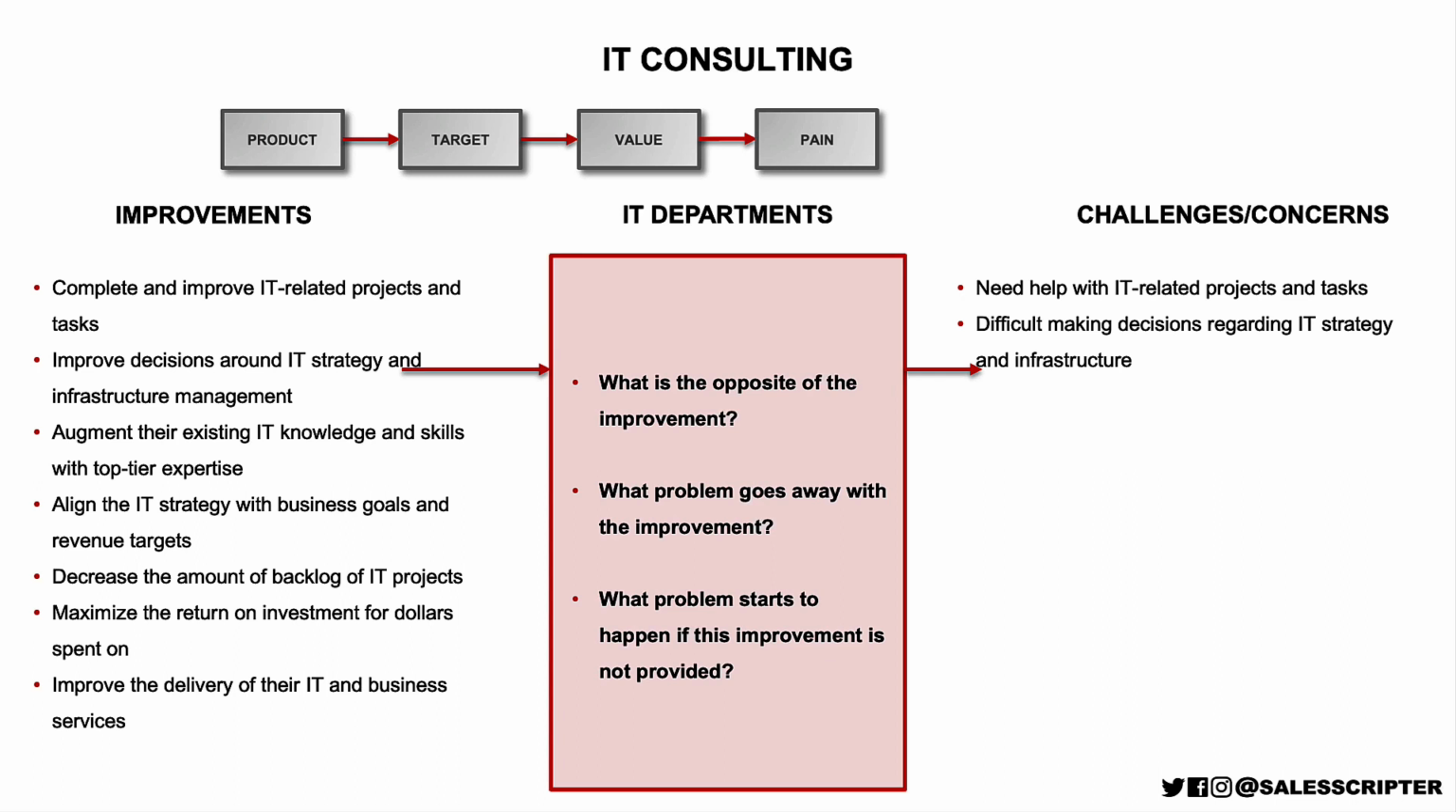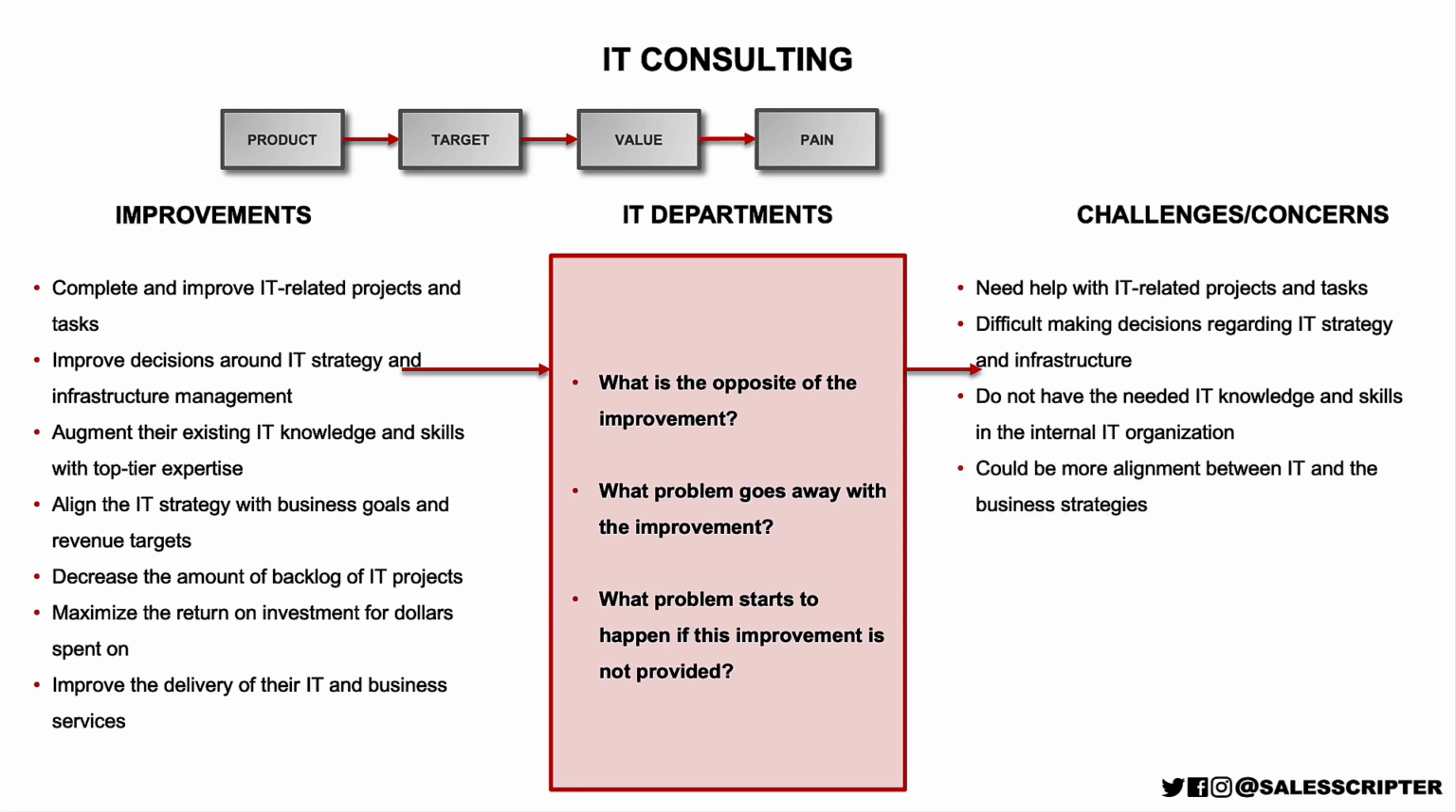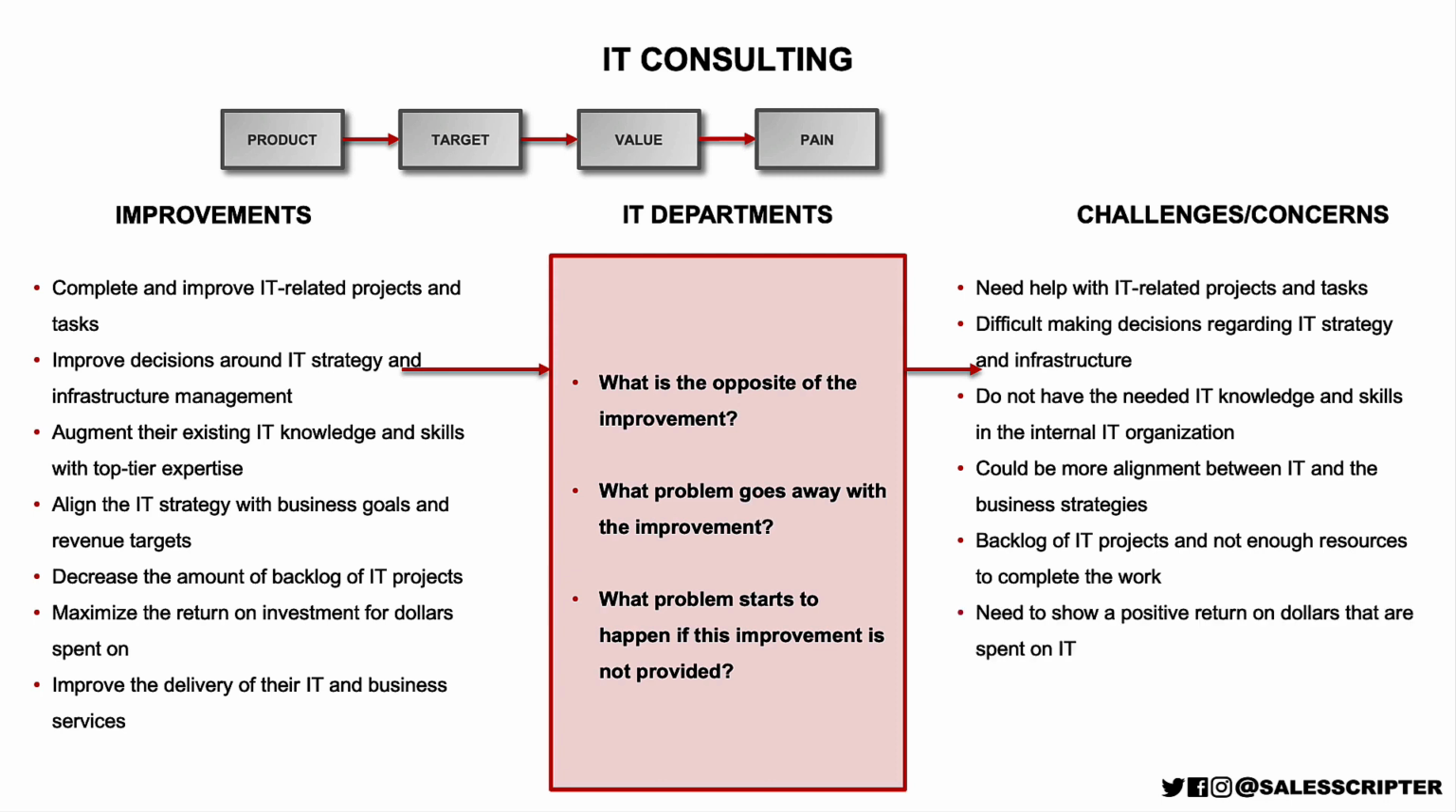So it can be common for IT departments to need help with IT-related projects and tasks. And it can be difficult making decisions regarding IT strategy and infrastructure. And many IT departments do not have the needed IT knowledge and skills in their internal organization. And there could be more alignment between IT and the business strategies. Backlog of IT projects and not enough resources to complete the work. Need to show a positive return on dollars that are spent on IT. Quality of IT services will directly impact the delivery of business services.